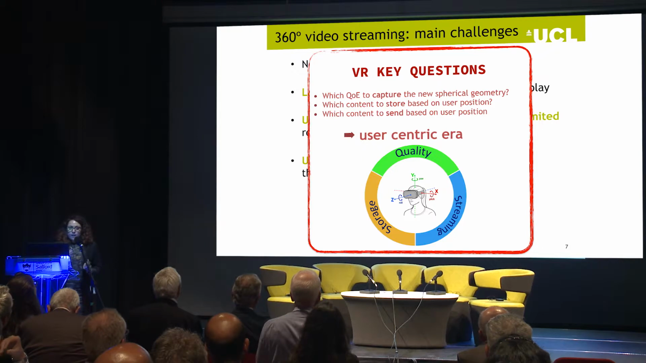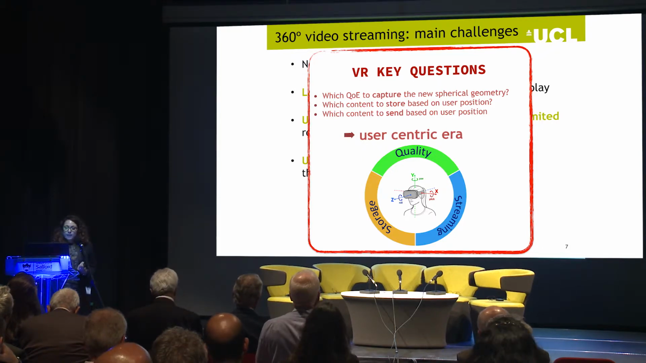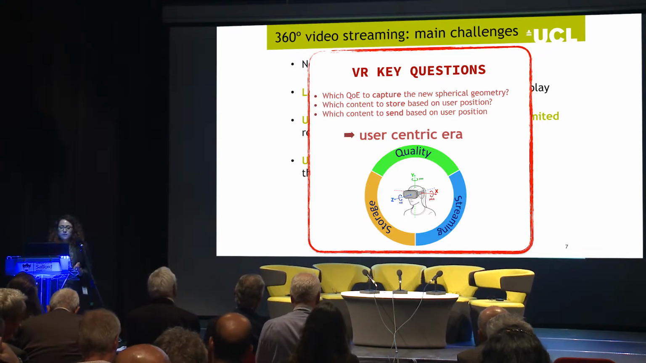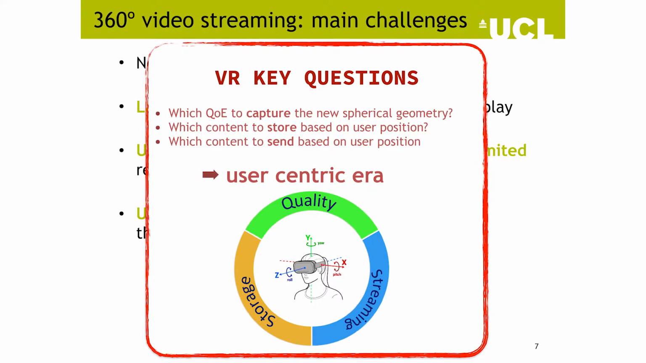So we can sum up this problem with three fundamental key questions: how can we consider the geometrical aspect in the quality, which content has to be stored, and then which content has to be delivered to the user based on his navigation path inside the video. So we can see that the key that connects all these questions is the user. So we can talk about a user-centric approach.